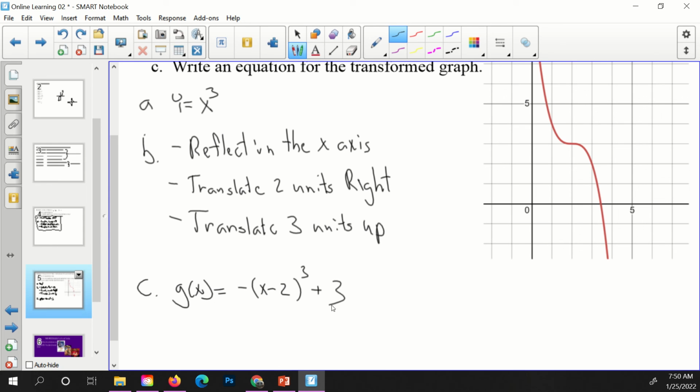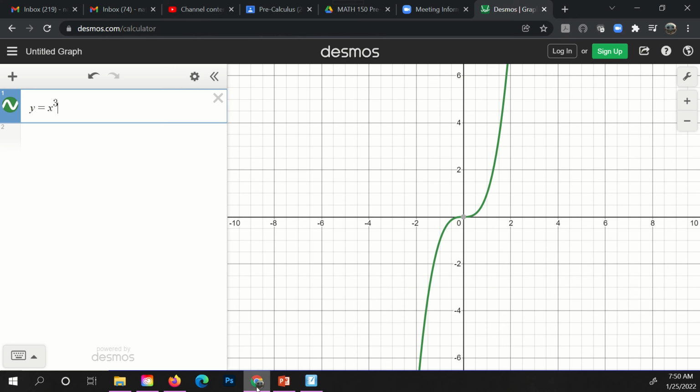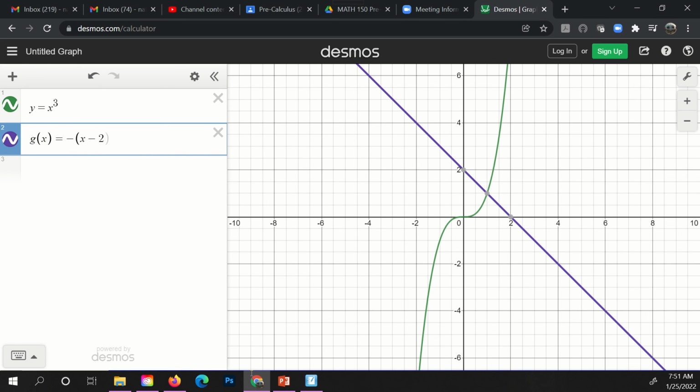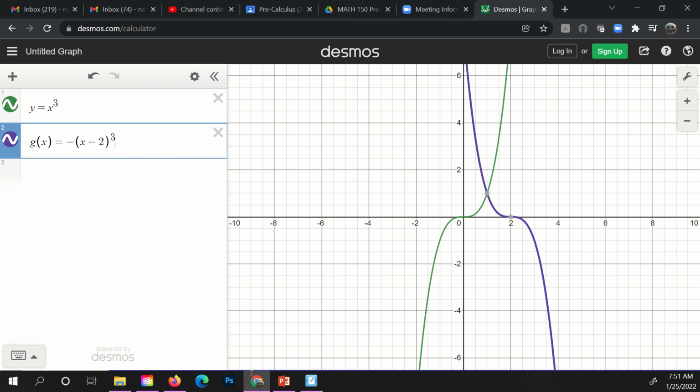And if I want to go 3 units up, I need to add on the outside to get that. Now, if you're unsure with your solution here, what we'll do is we'll just go back to Desmos, and we'll leave that x to the third, and then we'll go g of x, and we'll just type in what we had. We'll go equals negative x, and then it was minus 2, parenthesis, raised to the third, and then we go plus 3, and clearly take that 0, 0 point and move it 1, 2 units to the right, and 1, 2, 3 units up. I feel very confident in that answer.